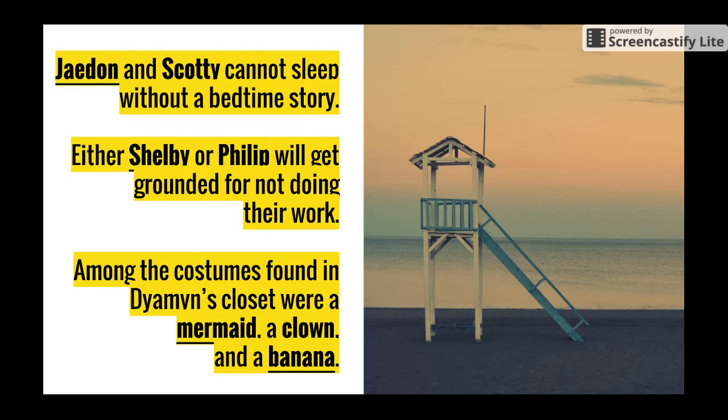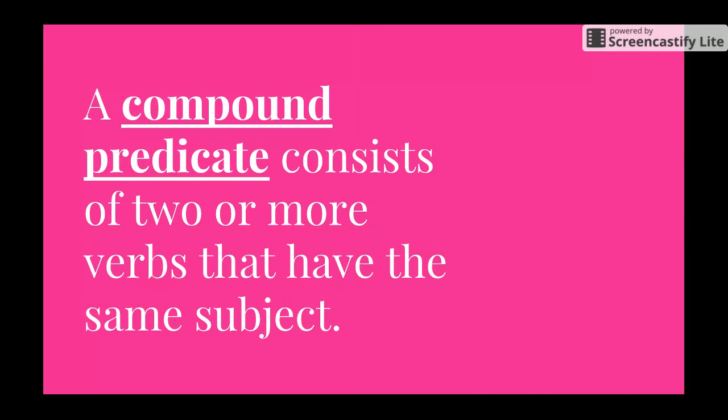Either Shelby or Philip will get grounded for not doing their work. Shelby and the word Philip, that is our compound subject. And they will get grounded for not doing their work. Among the costumes found in Diamond's closet were a mermaid, a clown, and a banana. These are the compound subject, and they share the predicate were.